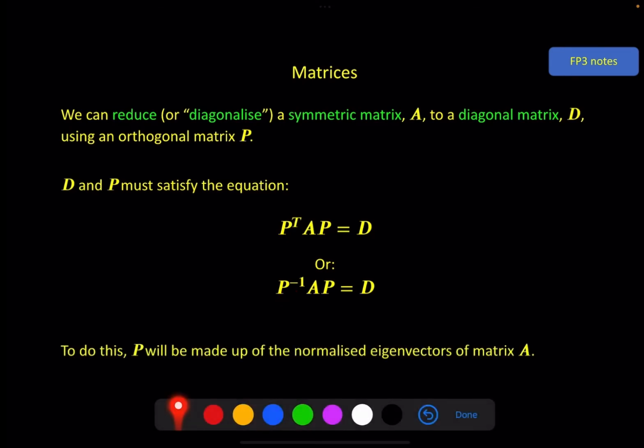And to do this, we need to find this P, and P will be made up of the normalized eigenvectors of matrix A. So D will be related to A, it will be the diagonal of this symmetric matrix, but P is also related to A. It is made up of the eigenvectors of A normalized. So that's what we're going to need to do. We'll start with A. We'll have to find the eigenvectors of A, normalize them, create the matrix P, put it into this equation or this equation, do the multiplication, and find the diagonal matrix D.